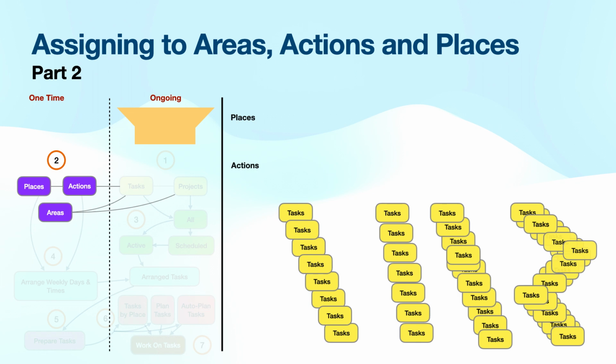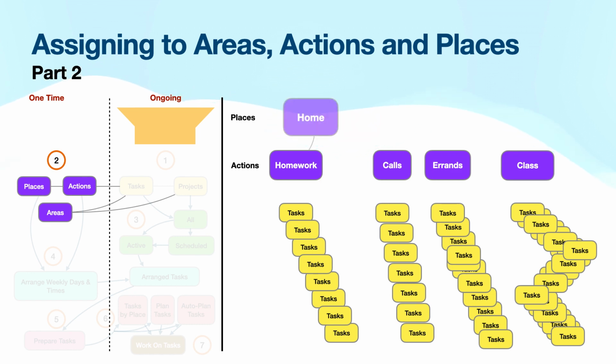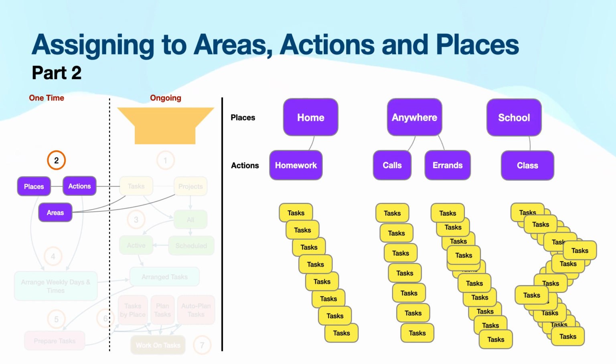And here's an example of assigning to actions and places. You might assign these to homework, these to calls, these to errands, and these under going to class. And then you could assign these actions to different places. You might do homework at home, make calls and run errands anywhere, and go to class at school. In this example, if you wanted a list of tasks you can work on anywhere, Cruise would show you a list of all your calls and errands.